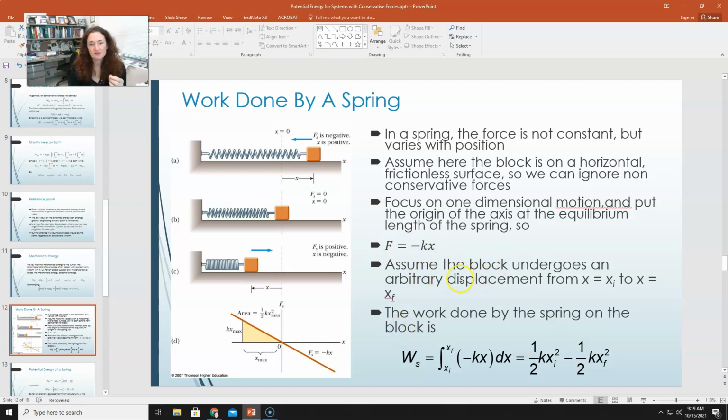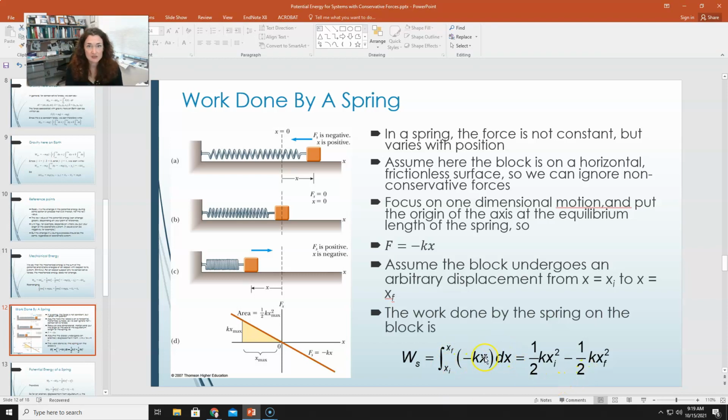And so if the block undergoes some displacement from some initial to some final position, and I'll call the initial position x sub i and the final position x sub f, then the work done by that spring on the block would be the integral from the initial to the final position of the force, which is minus kx dx. That would be the integral of minus kx dx.